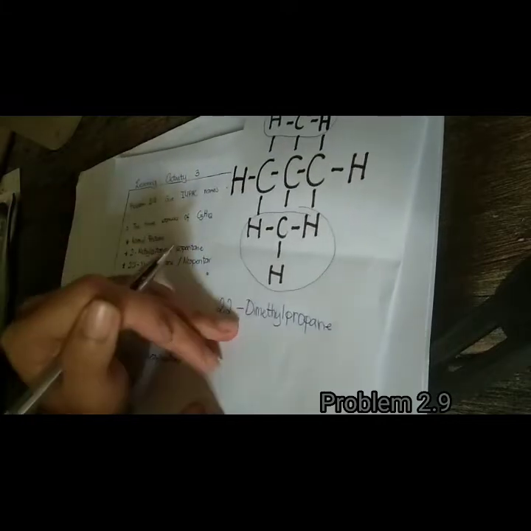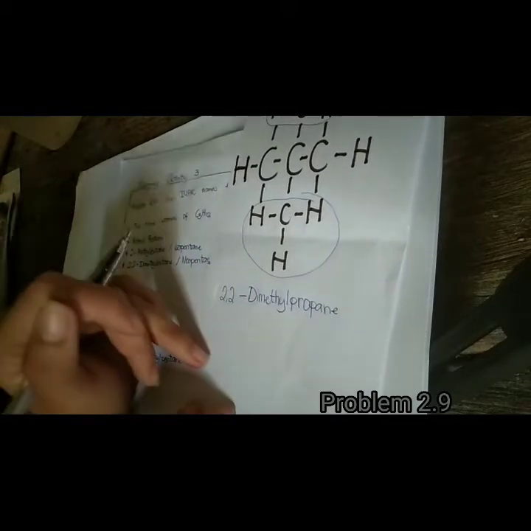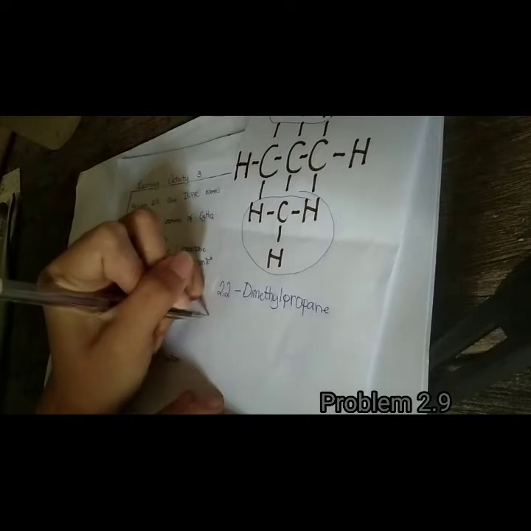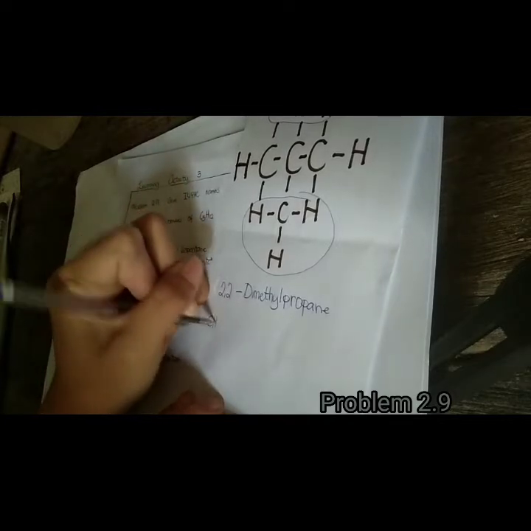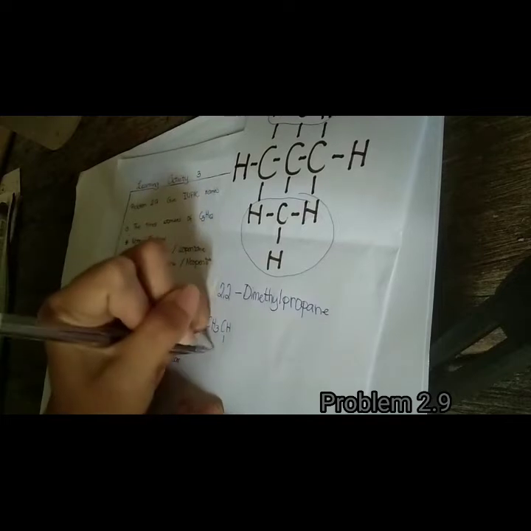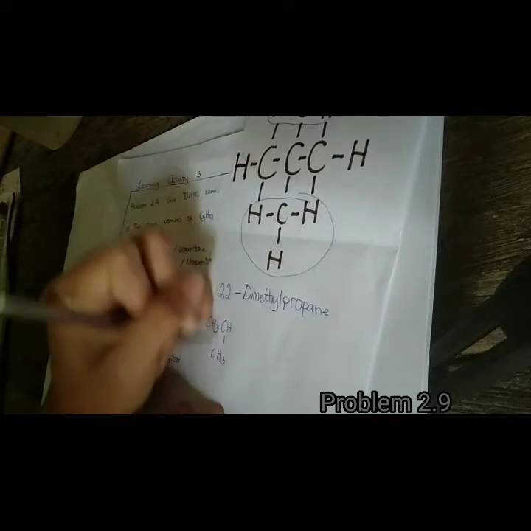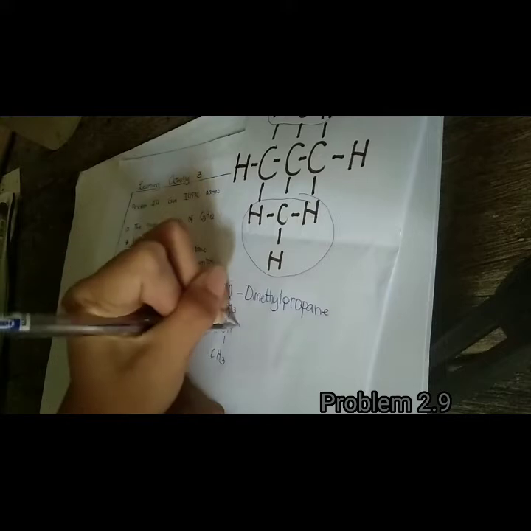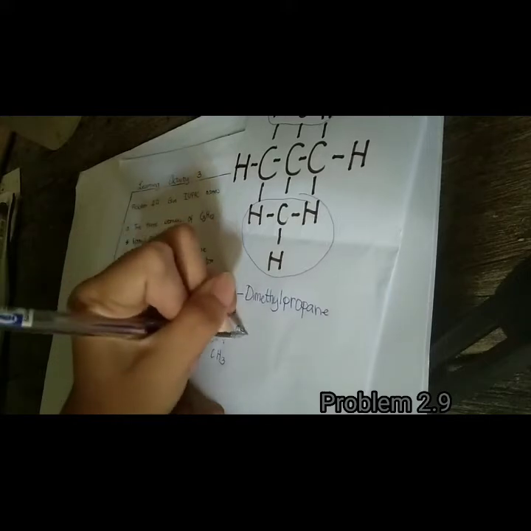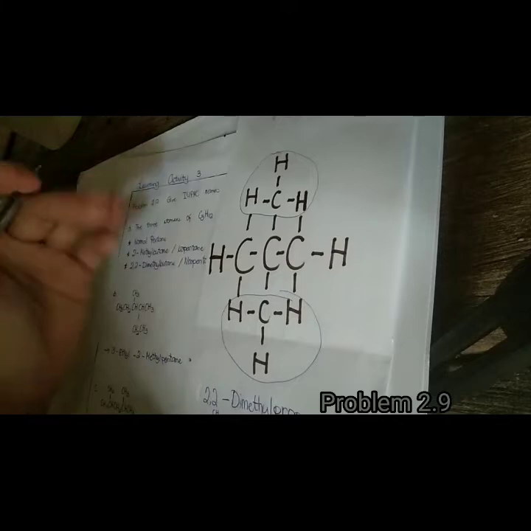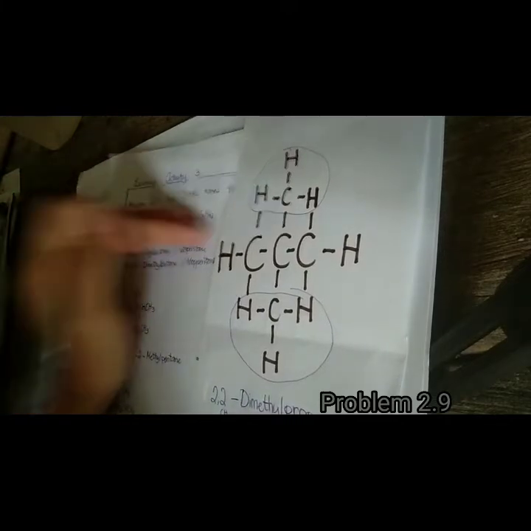If we write this in a condensed formula, this is CH3, CH3, CH3, CH3. So this is the third isomer of C5H12.